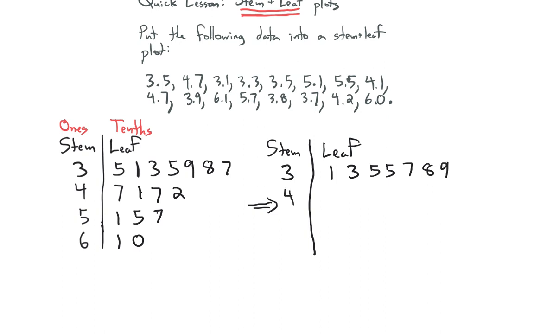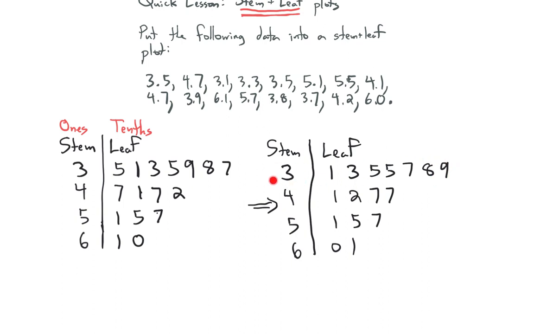For the 4, we have 1, 2, 7, 7. 5 is 1, 5, 7. And 6 is 0, 1. And you can see that this kind of looks like a histogram as well. If you rotated this, instead of the bars being horizontal, if you rotated it and the bars were vertical, it would look like a histogram. And this is kind of what it is almost.